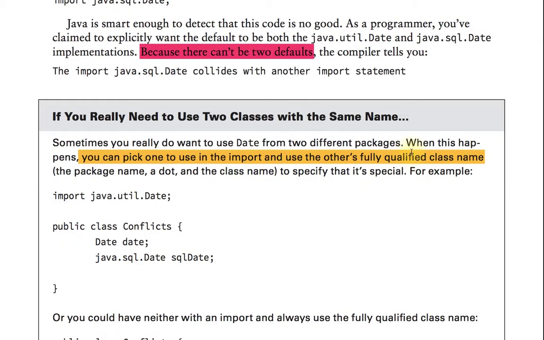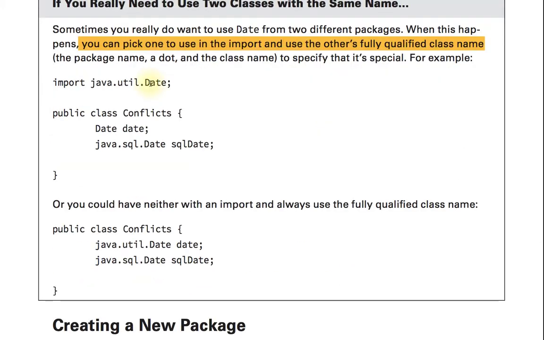If you really need to use two classes with the same name, he has given a complete class at the top, public class ConflictDate, and he has mentioned java.sql.Date inside the class. This is how we handle the situation. Or you could skip the imports and always use the fully qualified class name like this: java.util.Date and java.sql.Date with a different variable.